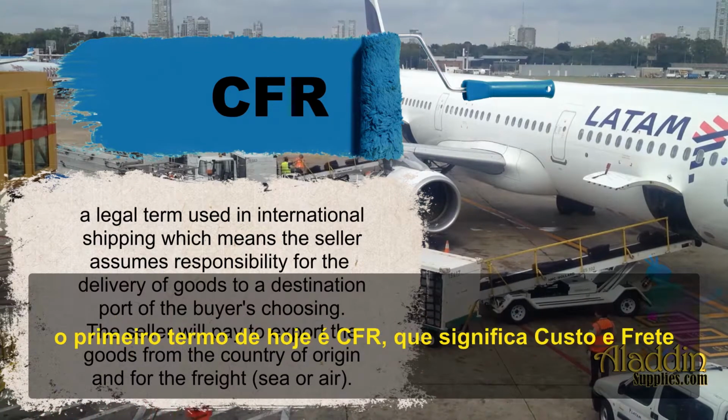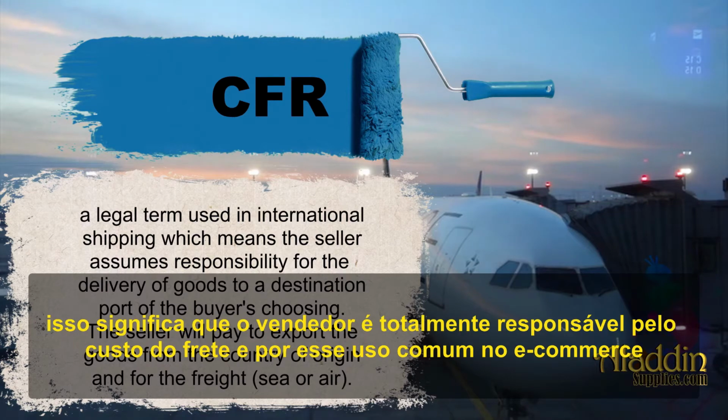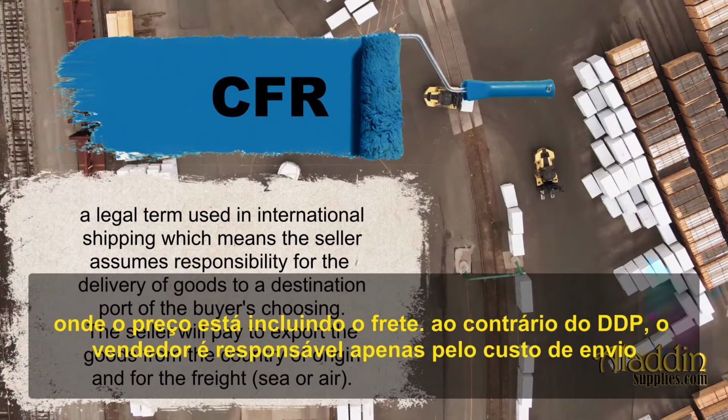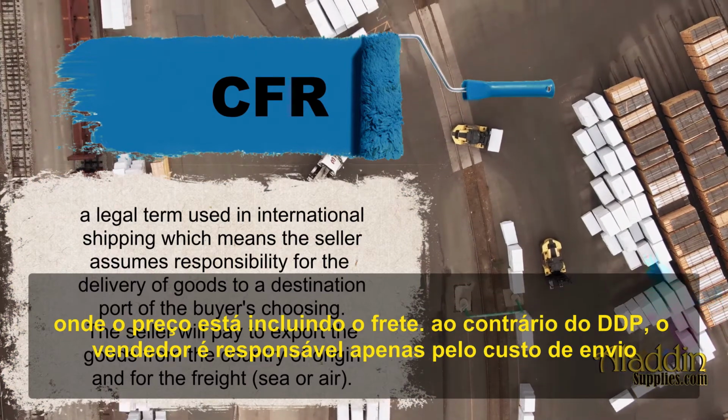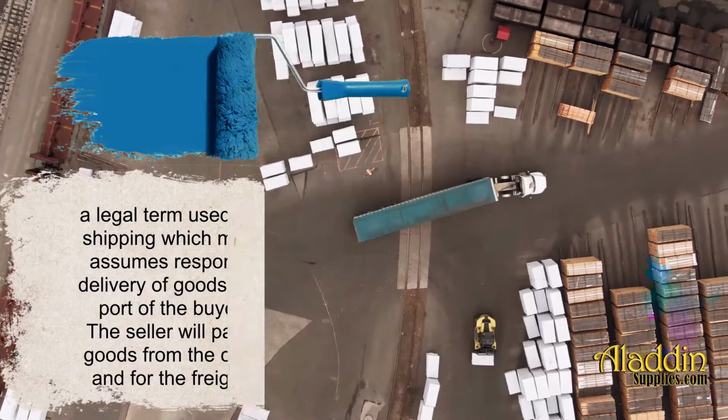The first term for today is CFR, which stands for cost and freight. That means that the seller is fully responsible for the cost of shipping, and this is commonly used in e-commerce where the price includes the shipping. Unlike DDP, in CFR the seller is only responsible for the shipping cost.